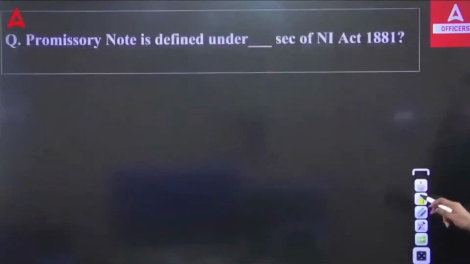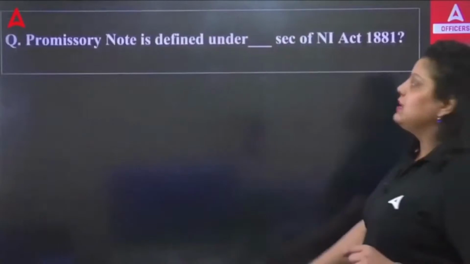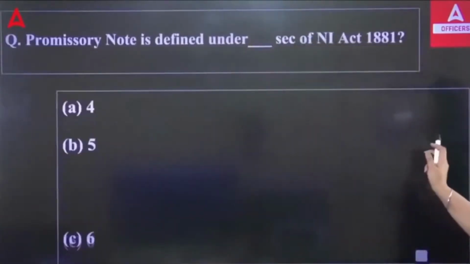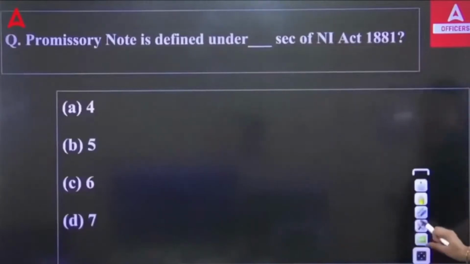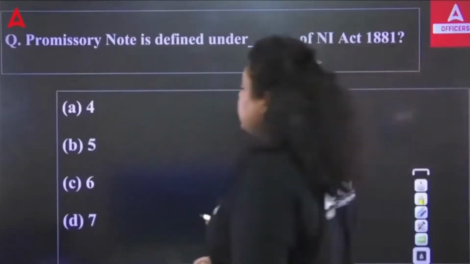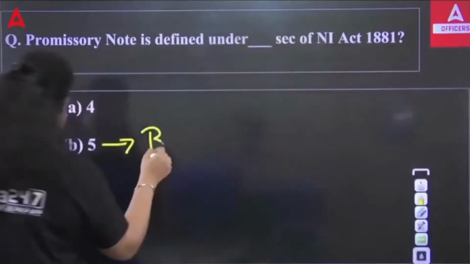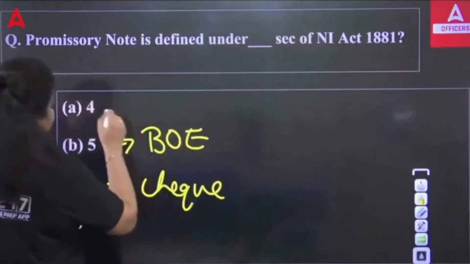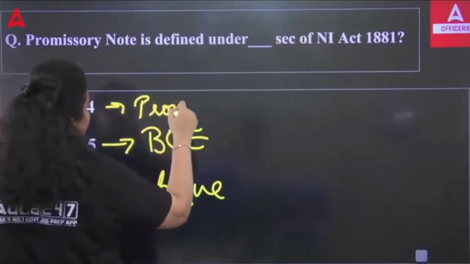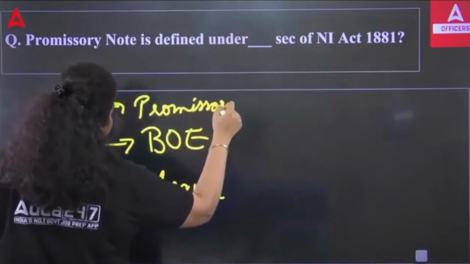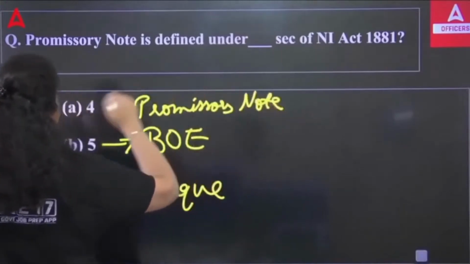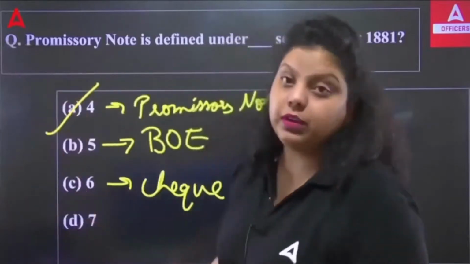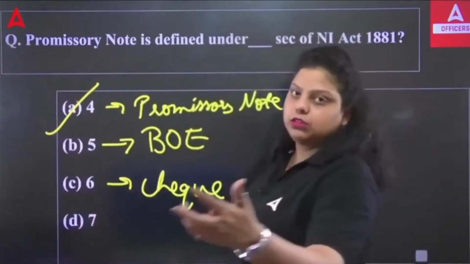Now, the next question is talking about the promissory note being defined under dash section of the Negotiable Instrument Act. So, which particular section talks about the promissory note? Section 5 talks about bill of exchange. Section 6 talks about check. And section 4 talks about the promissory note. So check, you all know, is simply a type of bill of exchange which is drawn on a specified person, or otherwise on demand, right?